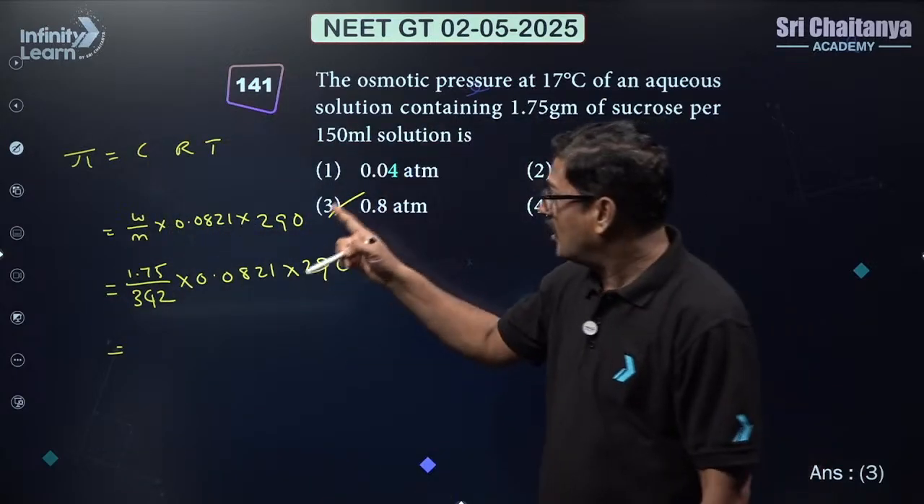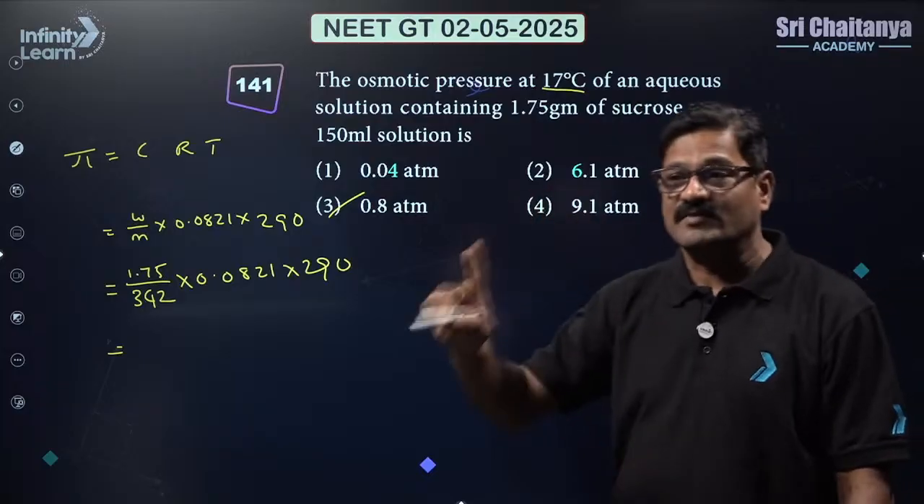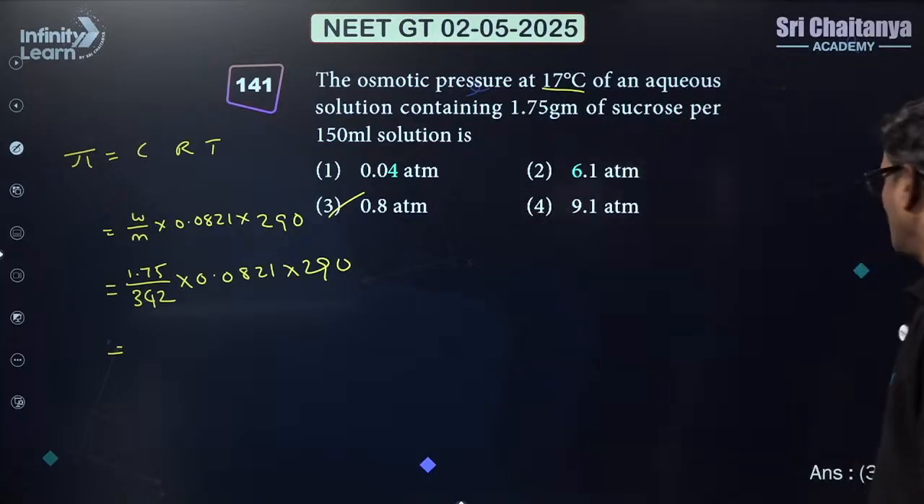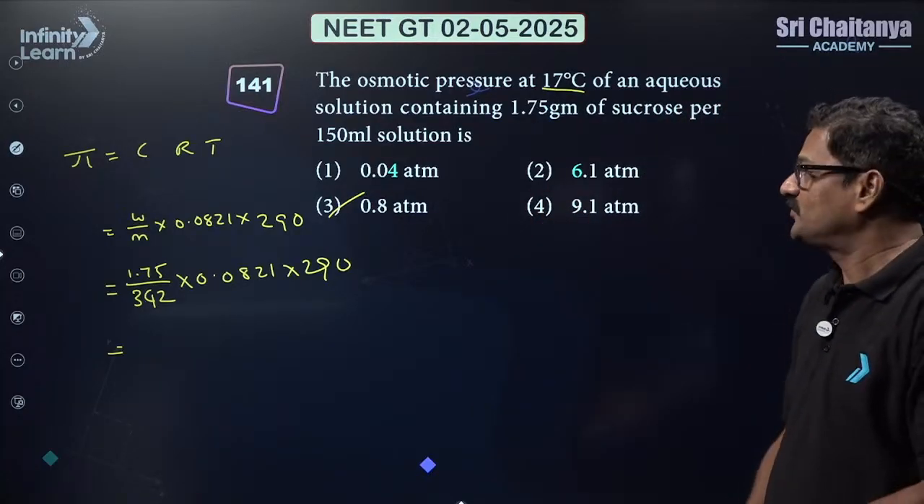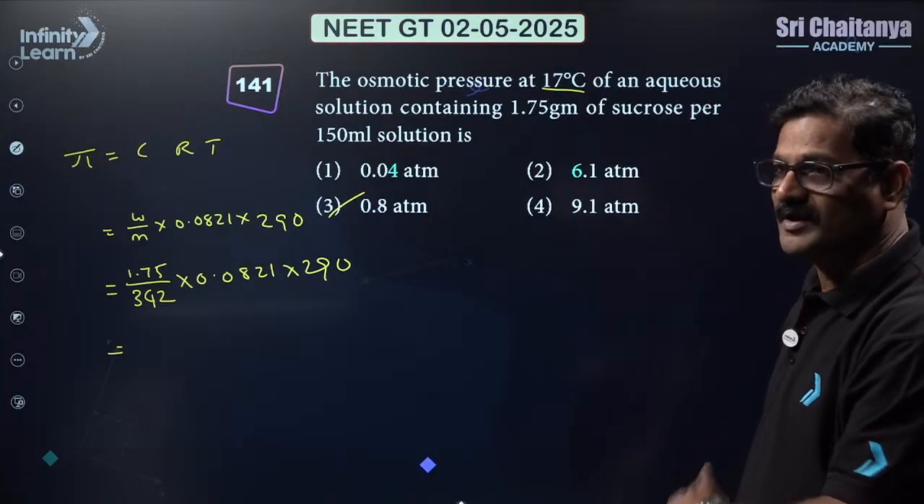Just check how these temperature values are changed. Only use Kelvin to solve this question. Pi is equal to CRT, use the molarity formula directly and you will get it.